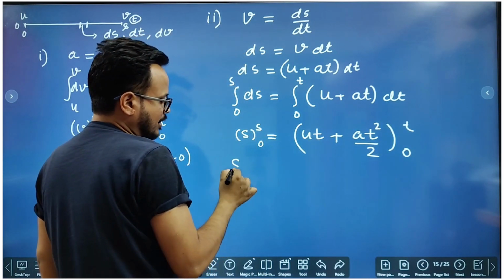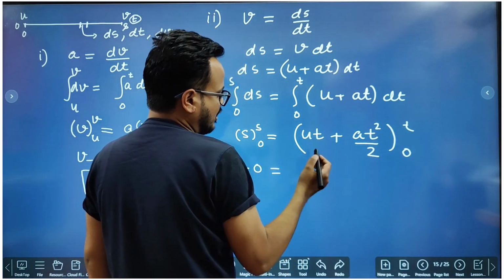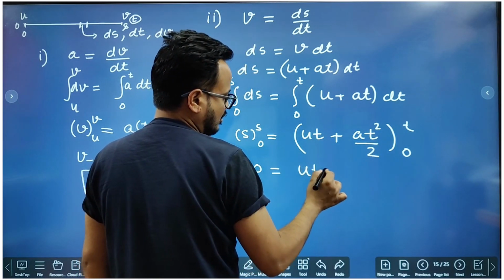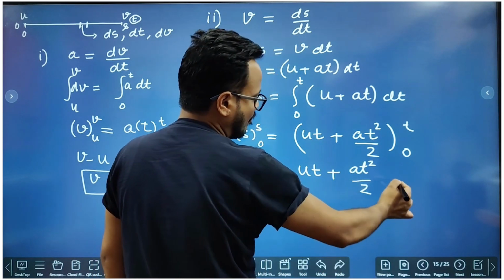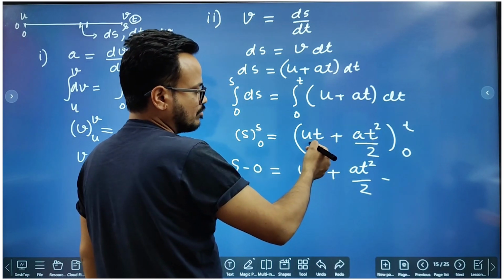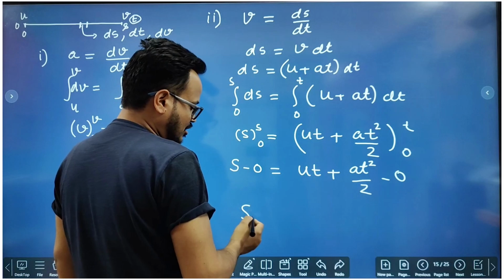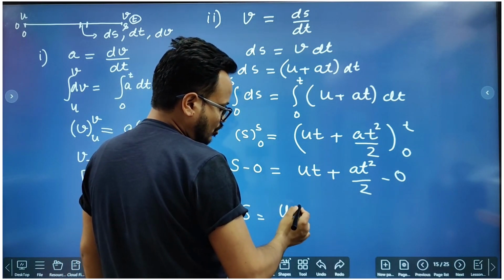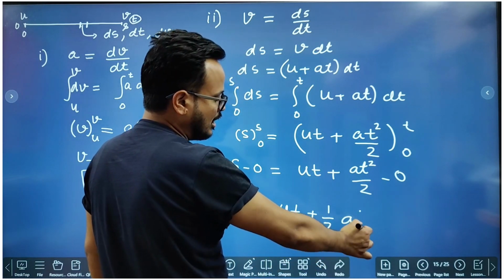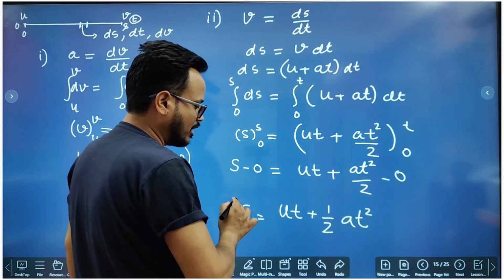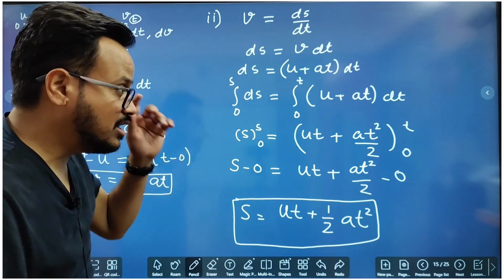Now let's put upper limit minus lower limit, and upper limit is t. If we put t in place of t, then this is going to come as same, at square by 2, minus, and let's put 0. So this is 0, this is 0, and this whole is 0. So s is ut plus half a t square. This is the second equation. These are the derivations. This calculus method is very important.